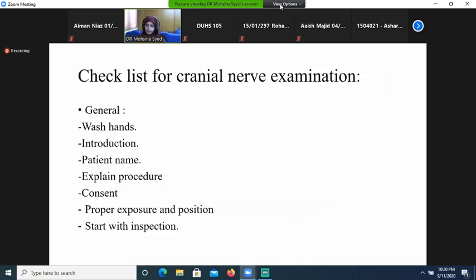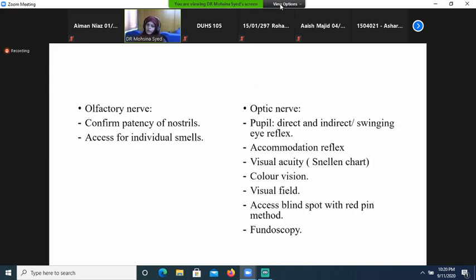And this is a checklist for cranial nerve examination. A quick review. First, wash your hands, then introduction, then patient's name, explanation of the procedure, consent taking, exposure and position, then start with the inspection. First nerve is the olfactory nerve. For the olfactory nerve, we check two things: the patency of the nostrils and individual smells. In the optic nerve, we check the pupils, direct and indirect, accommodation reflex, visual acuity, color vision, visual fields, blind spot, and fundus.